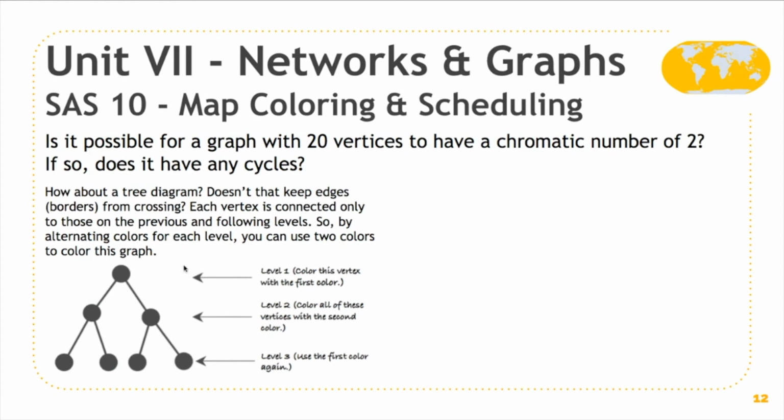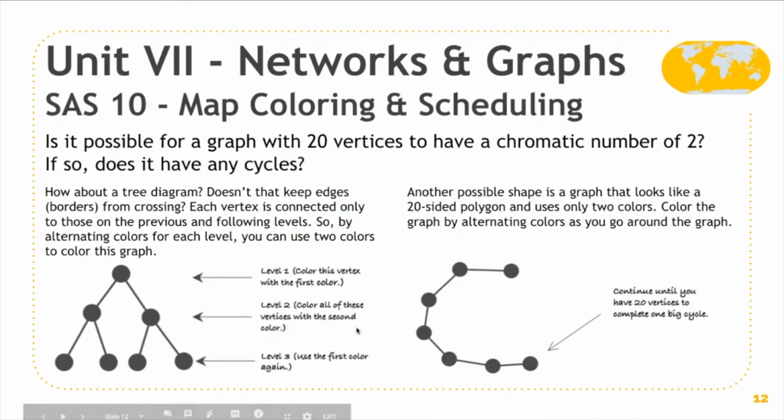So you see this: level 1, color the vertex with the first color. Level 2, color all these vertices with the second color. Level 3, use the first color again. Here's another example. A possible shape is a graph that looks like a 20-sided polygon and uses only two colors. And notice that the graph alternates colors as you go around the graph until you get to 20 vertices.